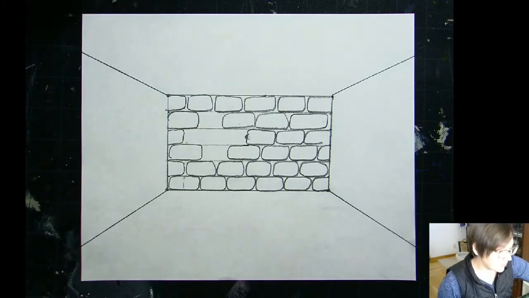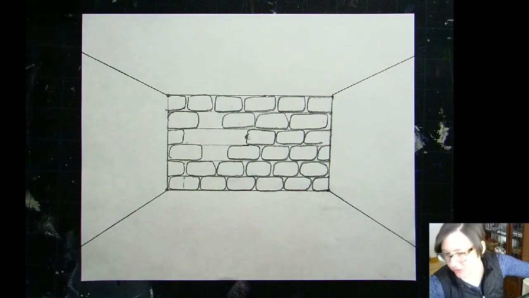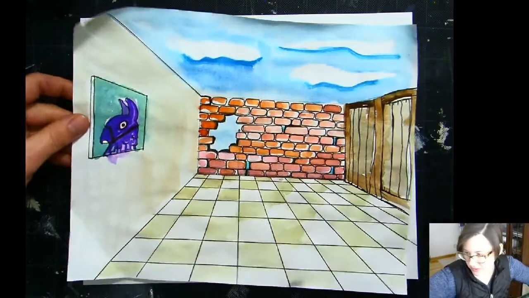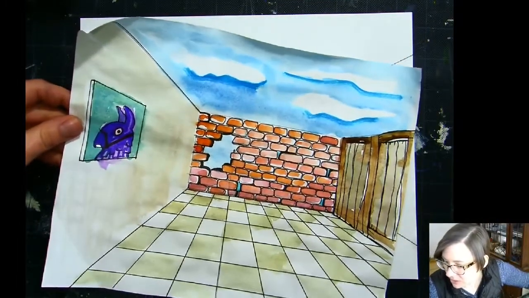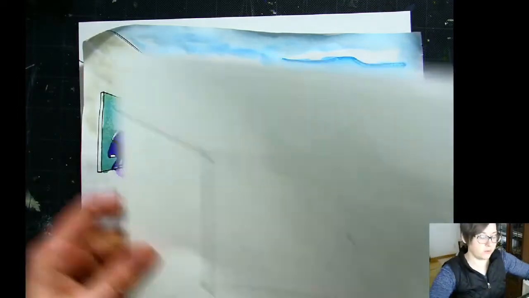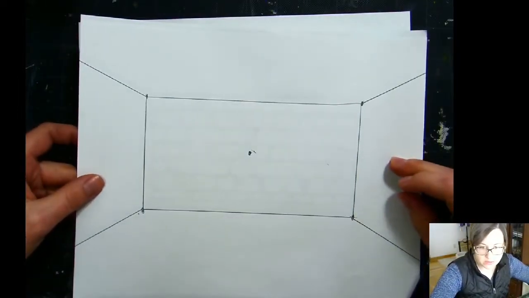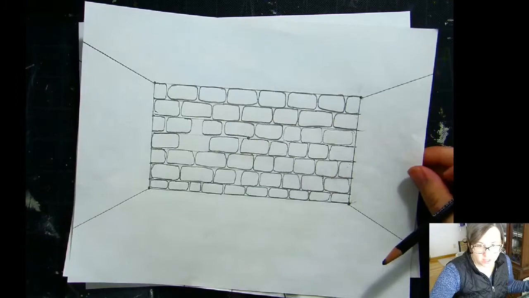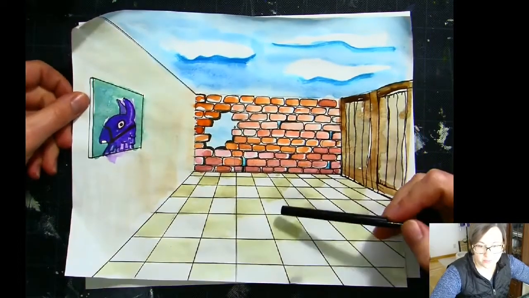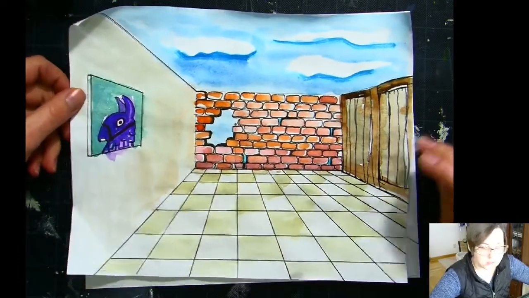This is video 3 in the series of how to draw this room in 1-point perspective. If you have not caught any of the earlier videos, you're going to want to go back and check those out. In video 1, we made this basic structure for the room. In video 2, we learned how to do the bricks. And in this video, we're going to talk about how to make this tile floor using 1-point perspective.